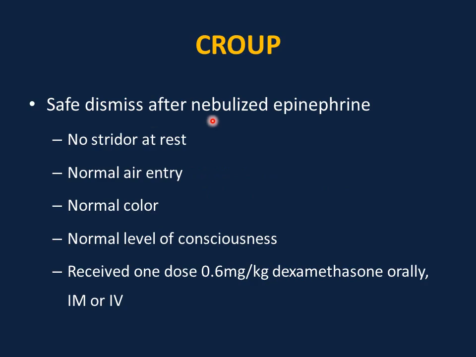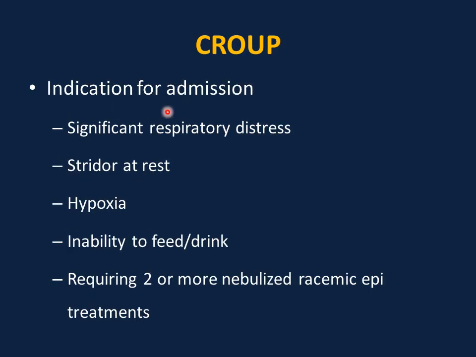When is it safe to let the child go home? Safe discharge after nebulized epinephrine from the ER or from your office: if there is no stridor at rest, normal air entry, normal color, normal level of consciousness, and the child received one dose of 0.6 milligram per kilo of dexamethasone orally, IM, or IV. When do you need to admit a child with croup to the hospital or even the ICU? Significant respiratory distress, stridor at rest, hypoxia or requiring oxygen, inability to feed or drink or looks dehydrated, requiring 2 or more nebulized racemic epinephrine treatments. This is very important to keep in mind.